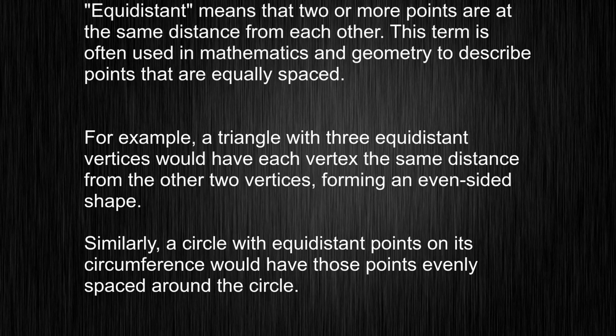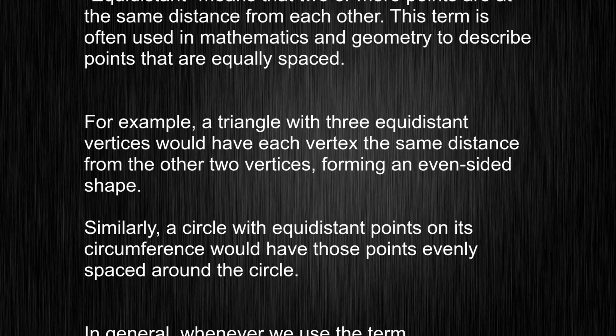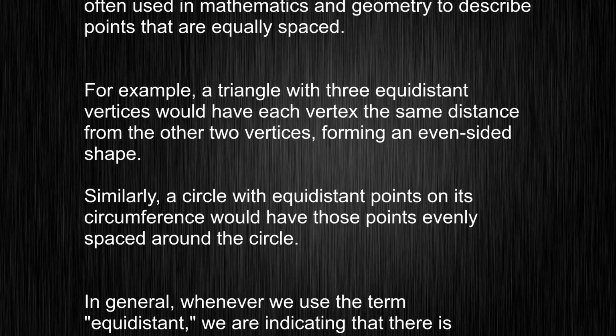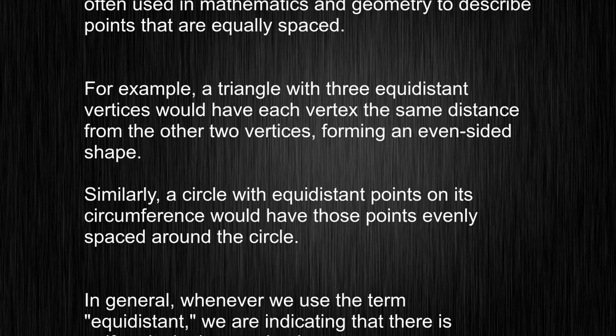forming an even-sided shape. Similarly, a circle with equidistant points on its circumference would have those points evenly spaced around the circle. In general, whenever we use the term equidistant, we are indicating that there is uniformity in the spacing between two or more objects or points.